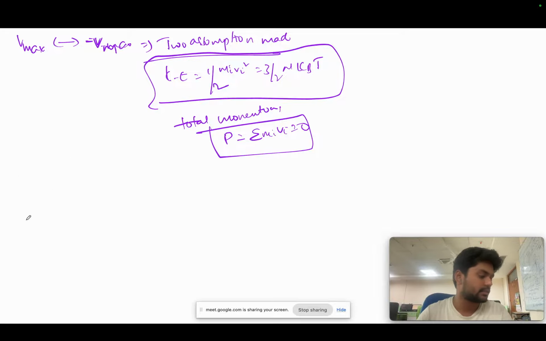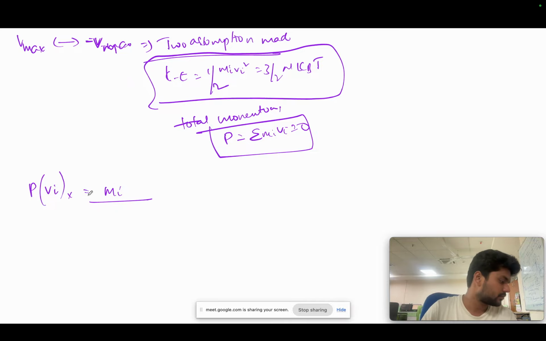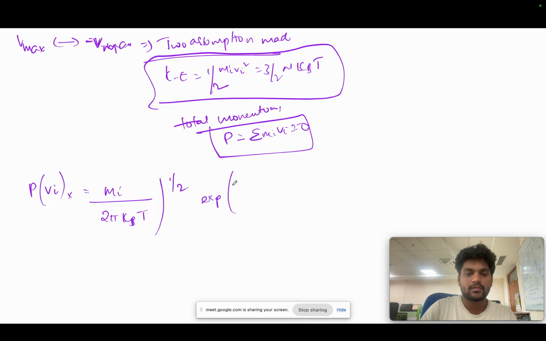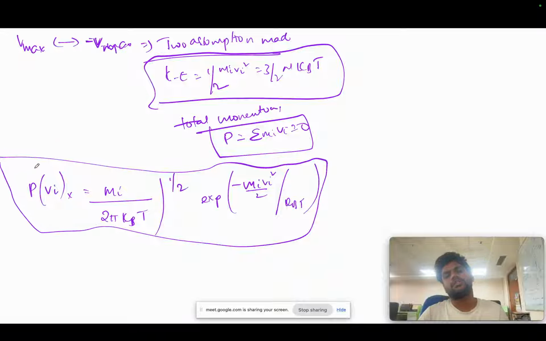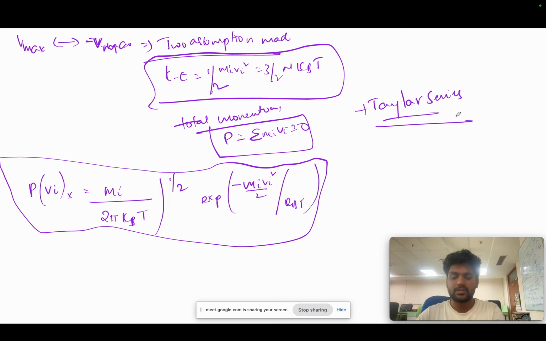at this condition we get probability of Vi of x. So this is the probability equation which we will get. Now to understand both velocities, the scientists have developed formulas based upon the Taylor series. So I will explain some Taylor series. Why we are doing this, I will explain later again.